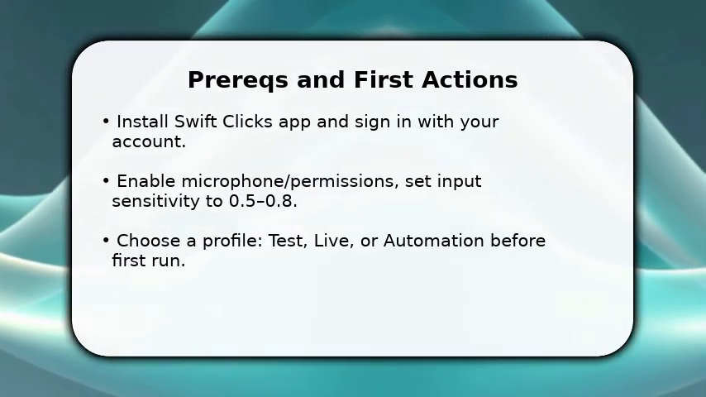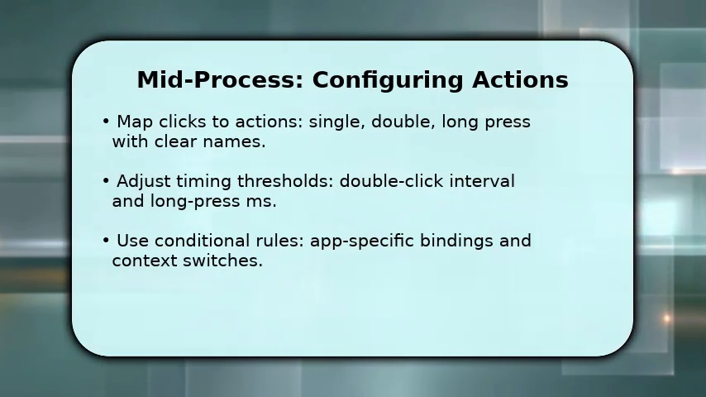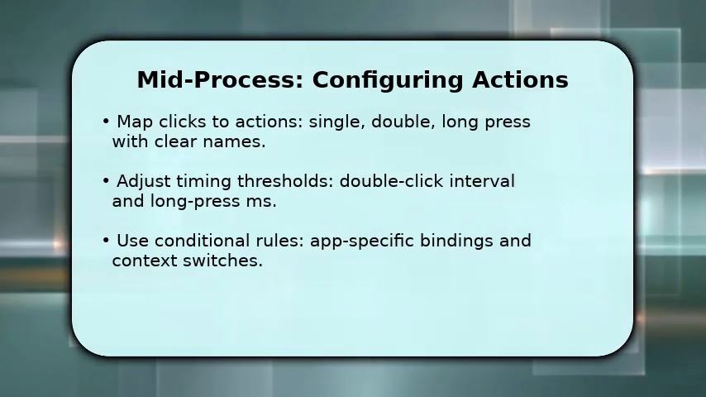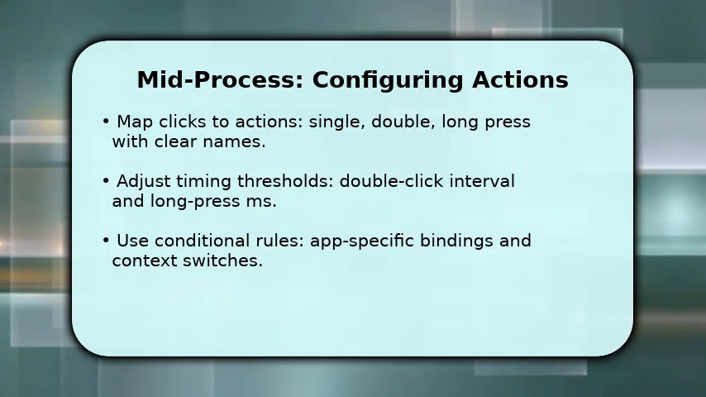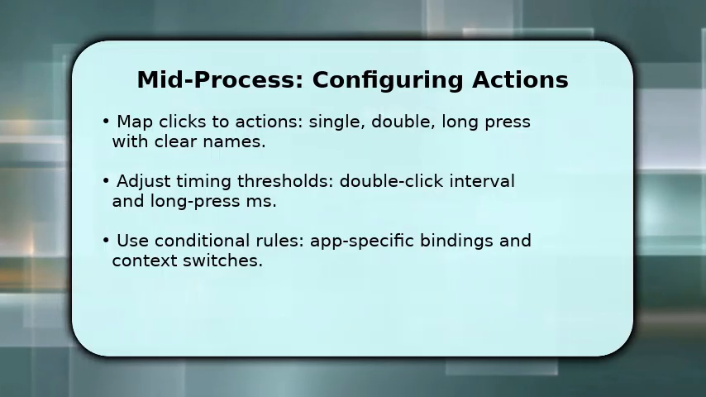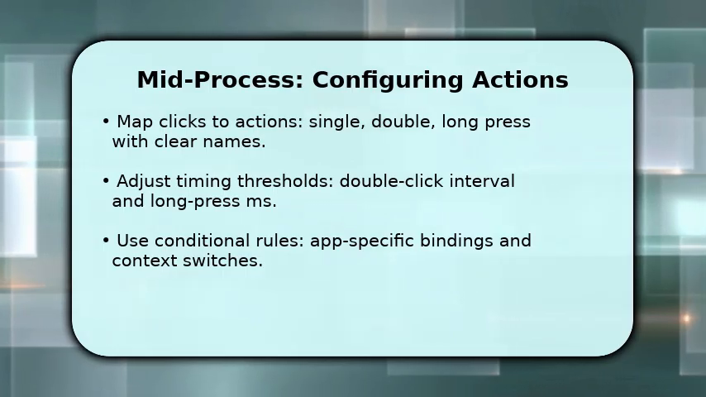Now you map clicks to tasks and refine timing. First, assign single, double, and long press to distinct actions and give them clear names so you don't confuse shortcuts later. Then adjust timing thresholds, reduce double-click interval for fast workflows, and increase long press MS to avoid accidental triggers.